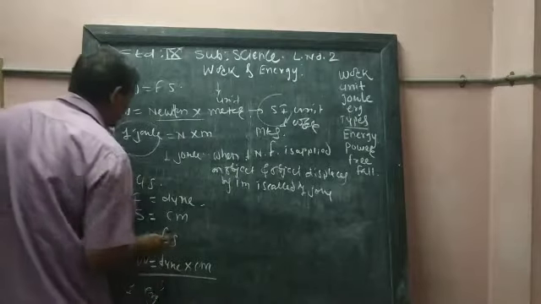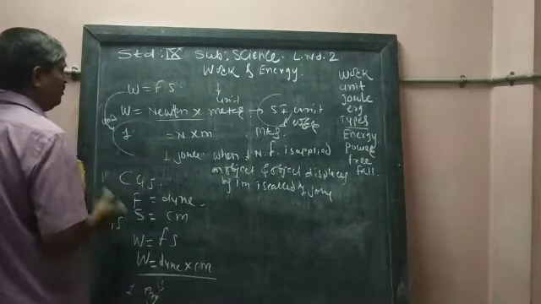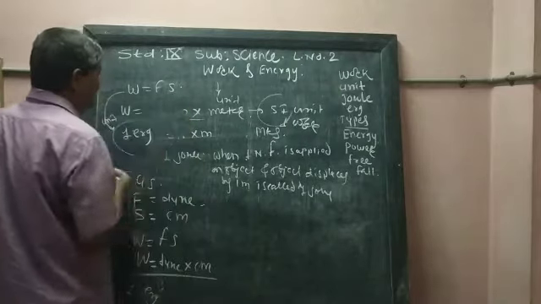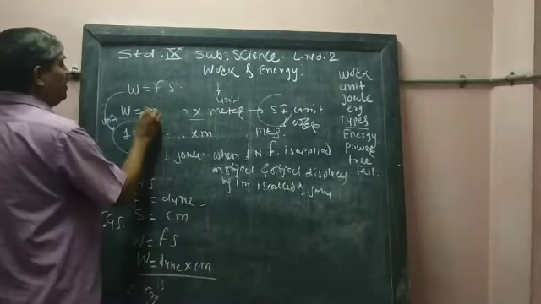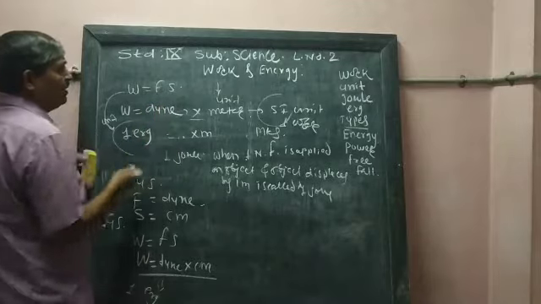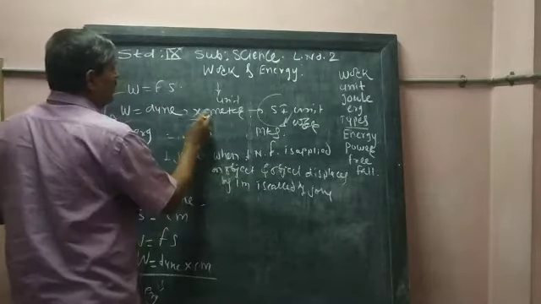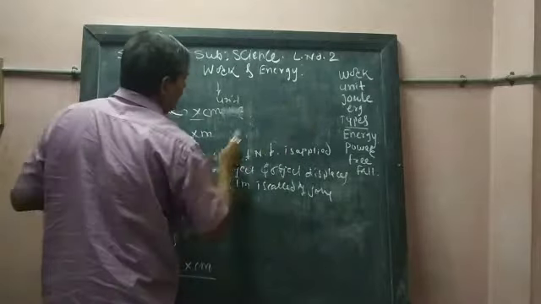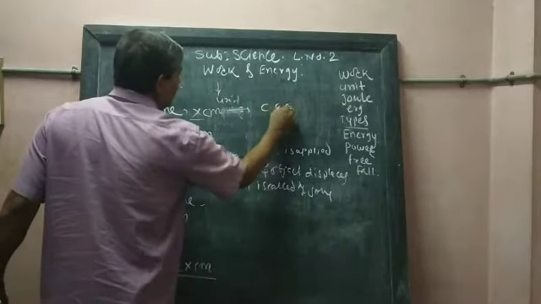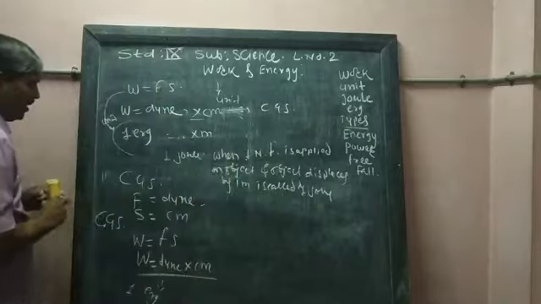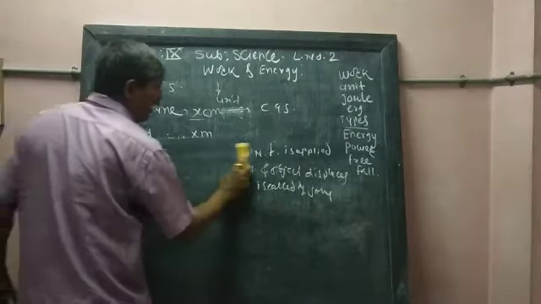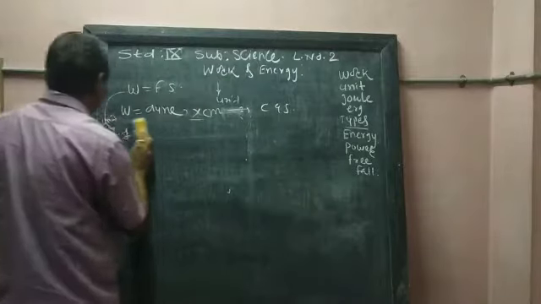Means what is 1 erg? We will change it here, 1 erg. Here we will take dyne, and here it will come centimeter. Which system are we looking in? It is in the CGS system. We are going to study the unit of work done in the CGS system.